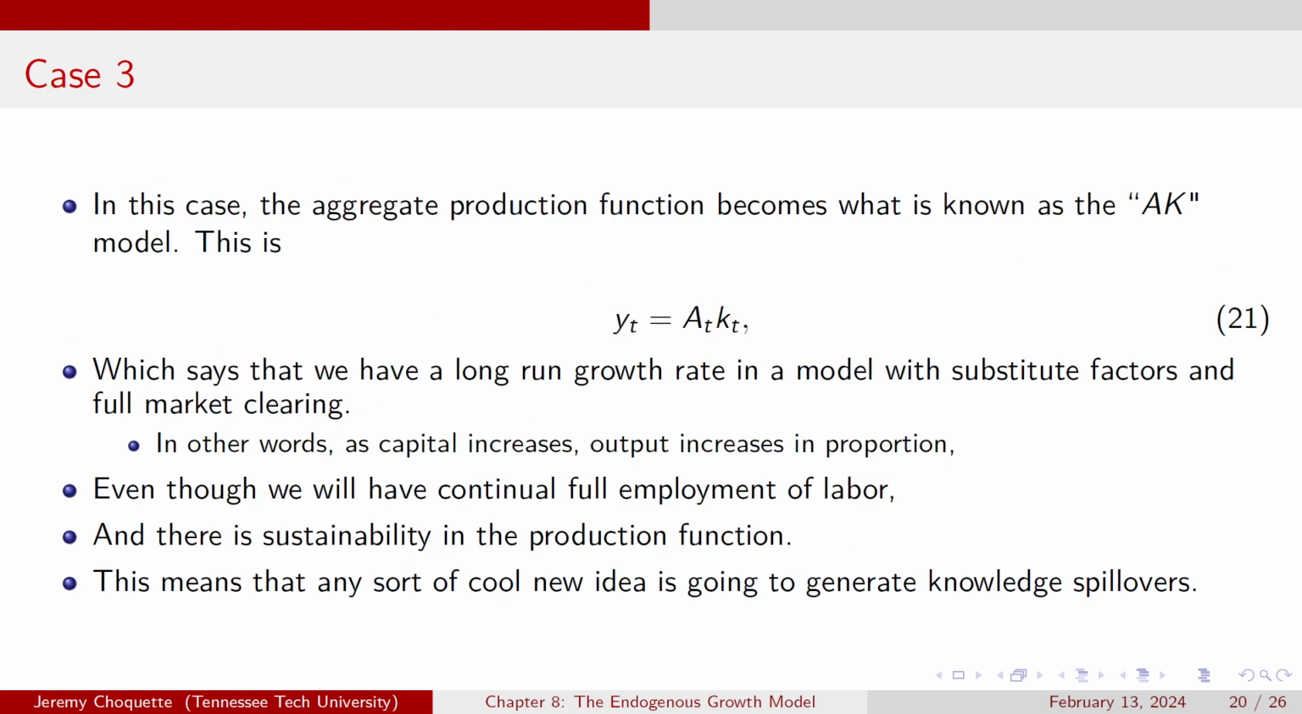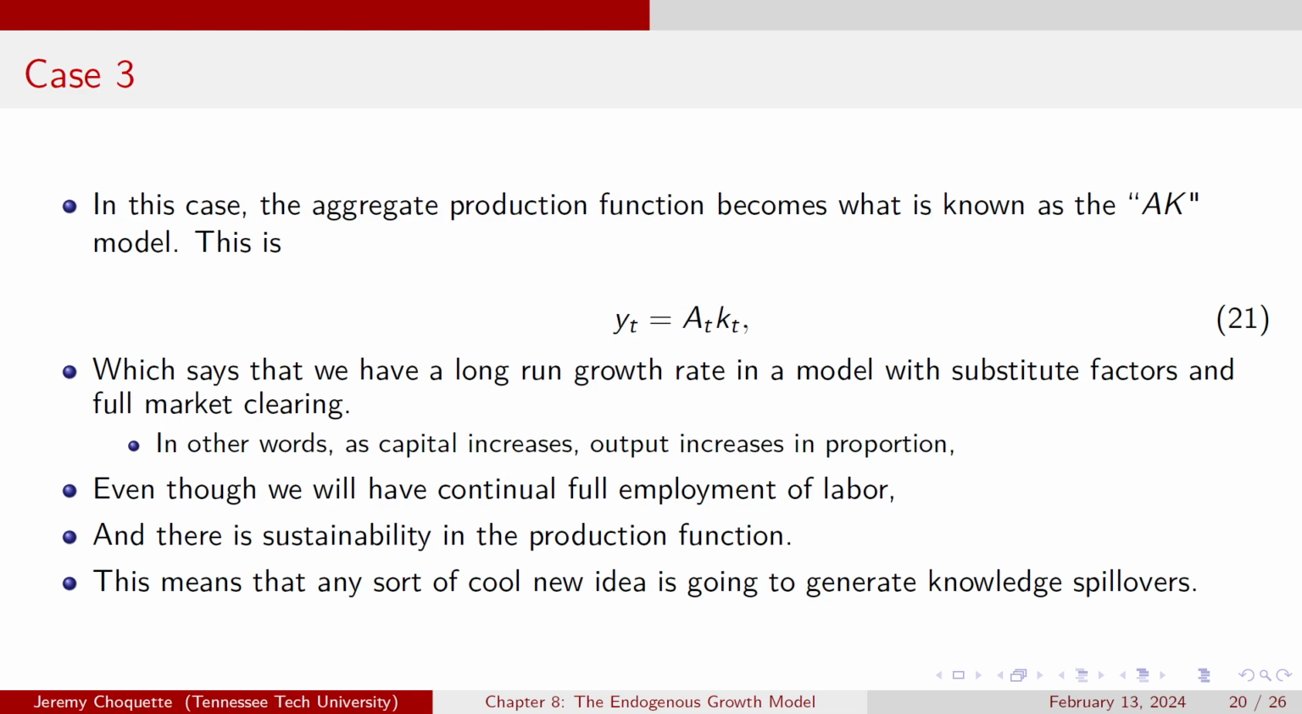accumulation. So here, the aggregate production function becomes what is known as the AK model, where y is A times k. There's no exponent alpha or anything like that. It's just k to the power of 1, which says we have a long-run growth rate in a model with substitutable factors and full market clearing. In other words, as capital increases, output increases in proportion. So even though we've got continual full employment of labor, there's sustainability in the production function.